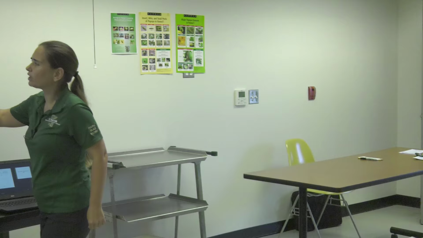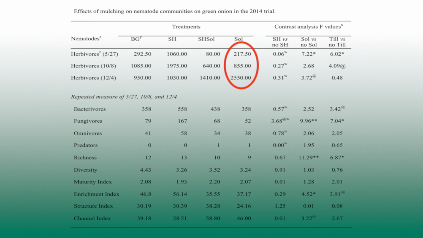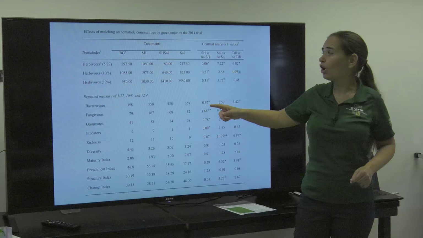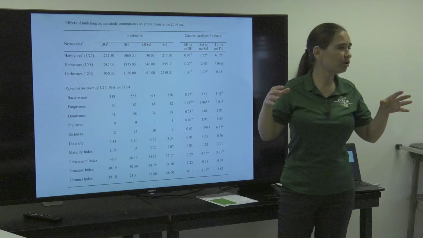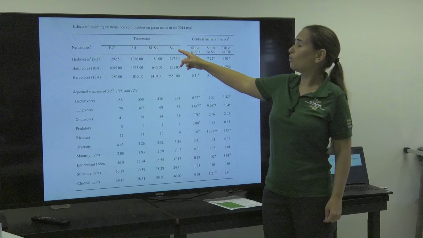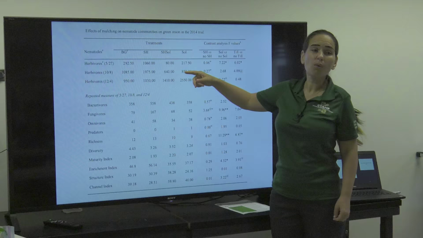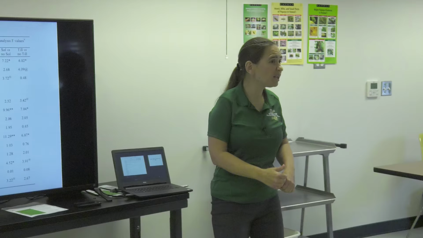If you look here at solarization, after solarization we had 217, much lower than sun hemp. That's the one with no-till. We started with 1,060 nematodes per cup of soil. That's in the first sampling on the no-till, because we didn't till in the sun hemp. We didn't do solarization. We didn't do any nematode management strategy. We started with 1,060. And the one where we did sun hemp solarization, we got down to 80 nematodes per cup, the plant parasites, the bad ones. So it really, really reduced them. But what happened? Look here, the plain solarization.